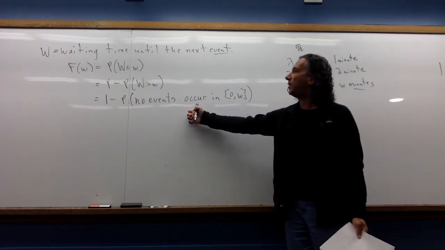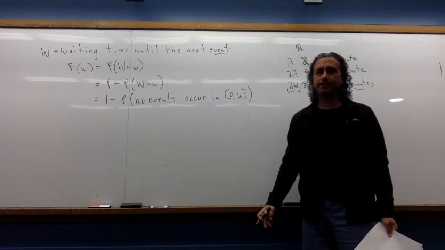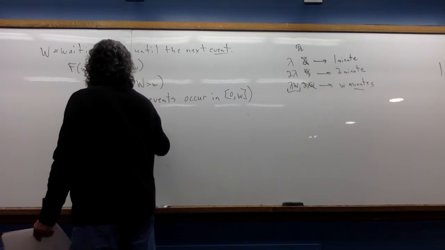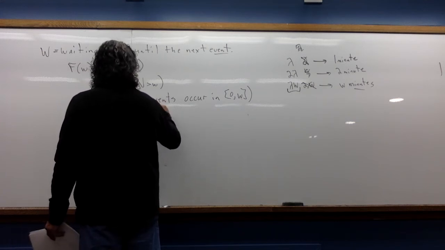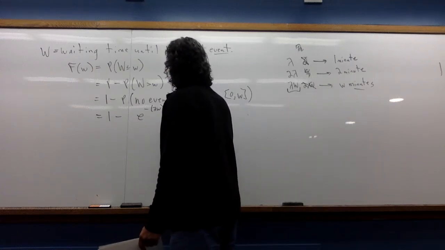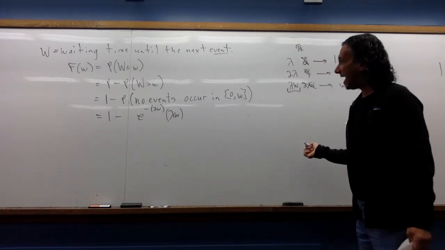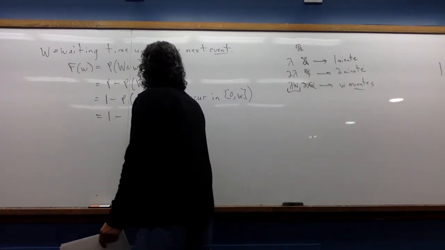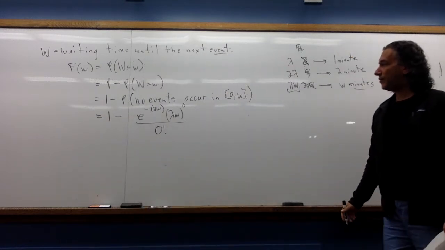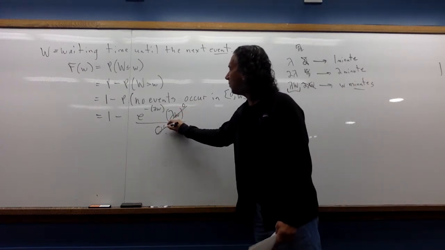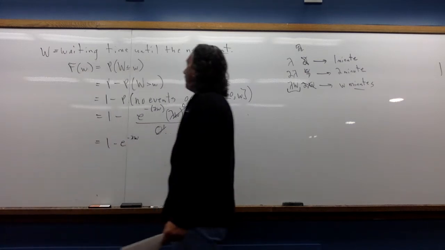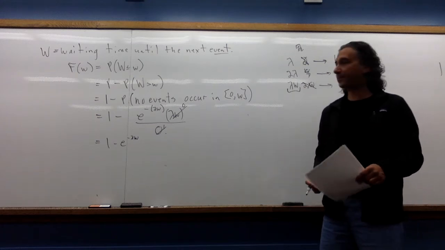Pause the video, see if you can come up with the correct probability. All right, hopefully you said 1 minus e to the minus lambda, where lambda is lambda times W, lambda W to the x, well, what's x? We know events, so that's 0, over x factorial, over 0 factorial. Beautiful. Something to the 0 is just 1, that's just 1. So we have derived the CDF for this waiting time distribution.